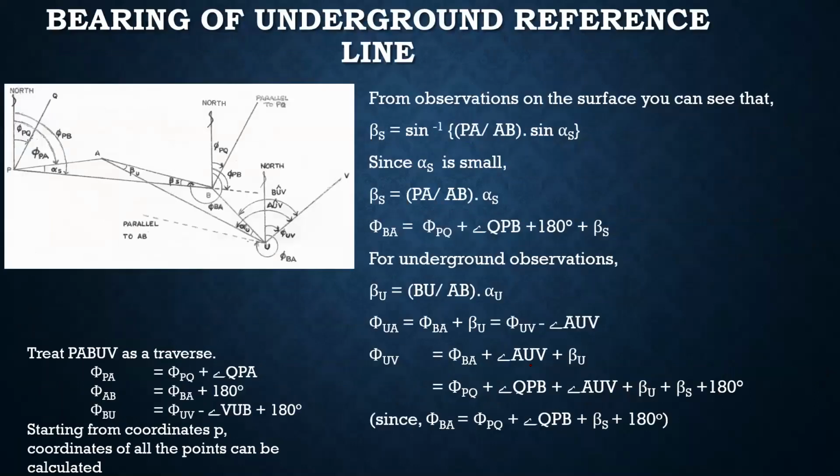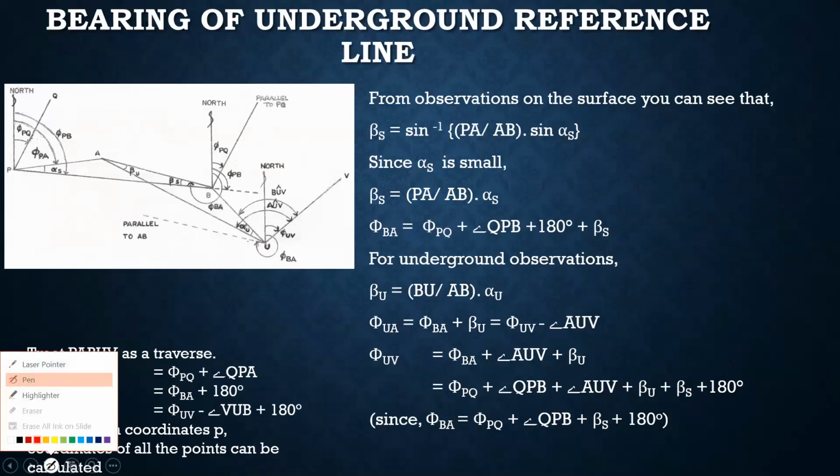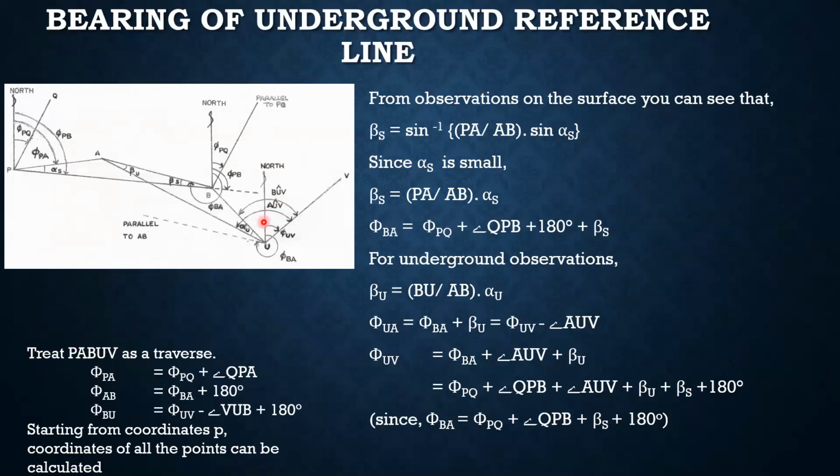Now here, the exercise given under this figure is the method by which we transfer the bearing of PQ here to UV. You can see, now the bearing of PQ is found with respect to north, and the bearing of UV has to be found, right?